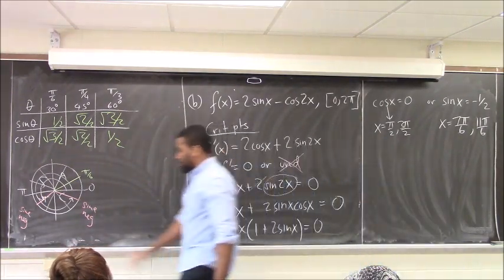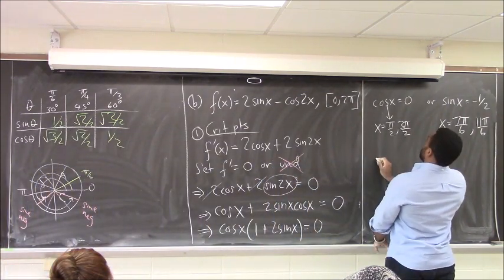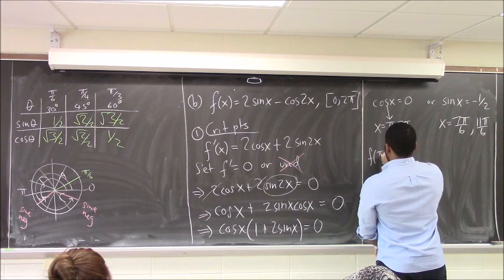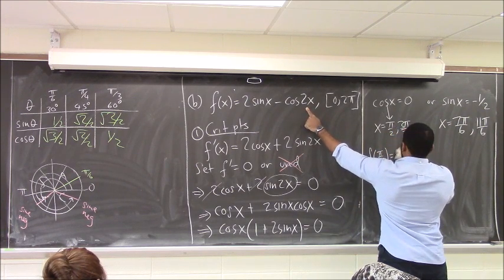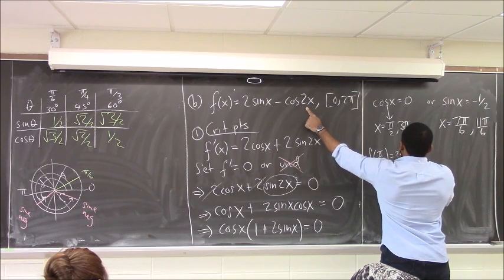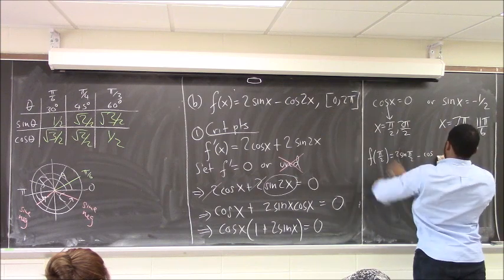Let's start checking them. So if we look at f of pi over 2, that's the original function: 2 sine pi over 2 minus cosine of, plugging pi over 2 here, you get pi.